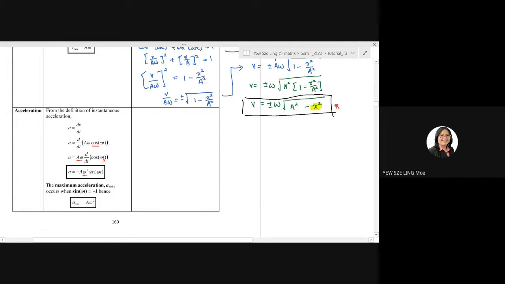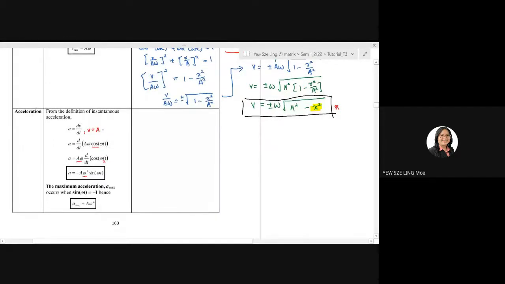So the maximum acceleration happens, we assume, when sine omega t is equal to -1, therefore a max is equal to A omega square. So this is the maximum value. Now this derivation assumes v is in terms of cos: A omega cos omega t.